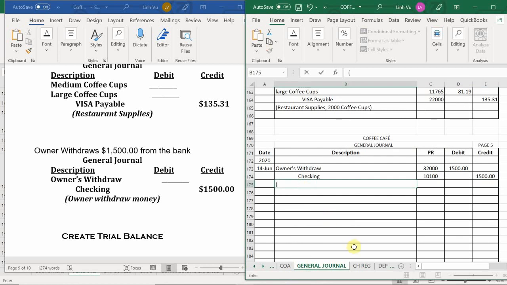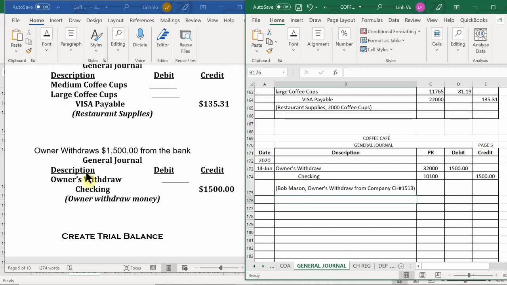So we're going to go back to our journal. Oh, we have to write that. Bob Mason, owner. He took the money. Withdraw from company. And what else? The check number. Yes, check number 1513.